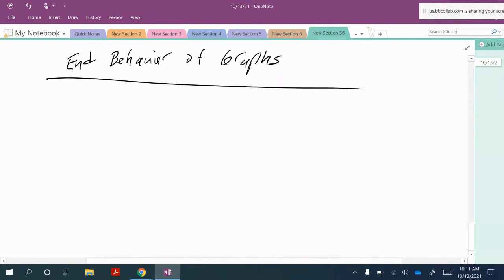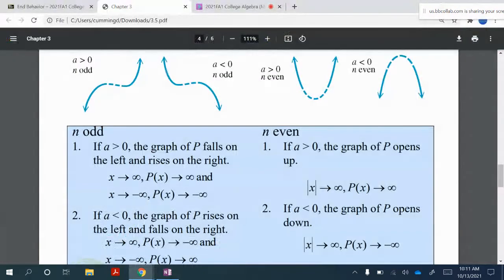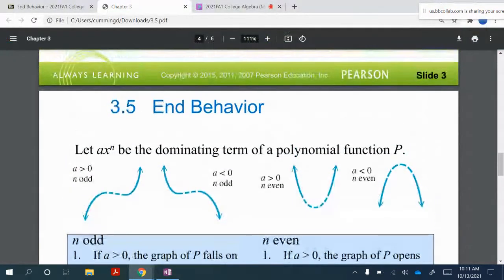Which would be, and I'm going to go back, this a sub n, a times x to the n power. It says where a is greater than 0. Wherever you see greater than 0, that simply means positive. N is your power. So we're going to take a look at graphs that have a positive leading coefficient with an odd exponent. And this is the graph it takes.